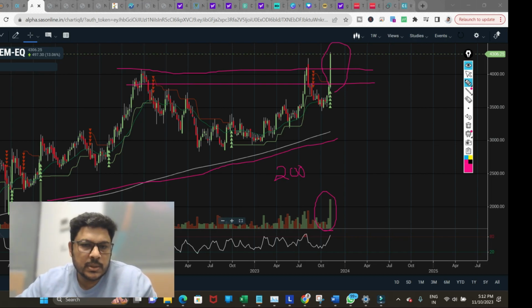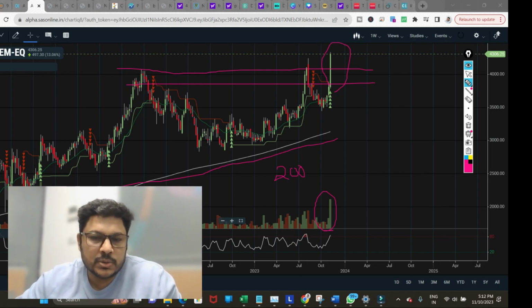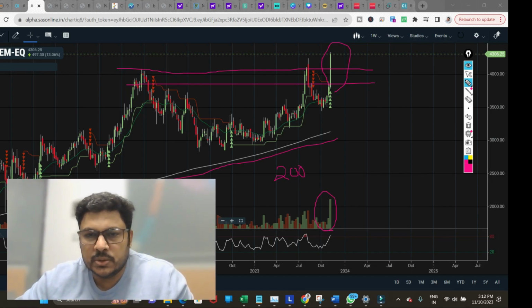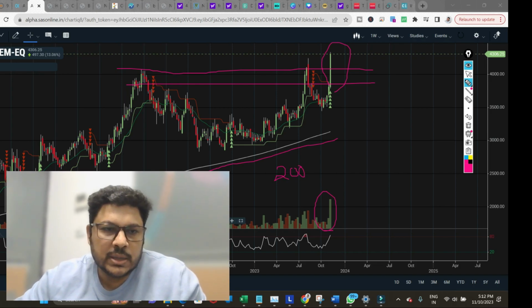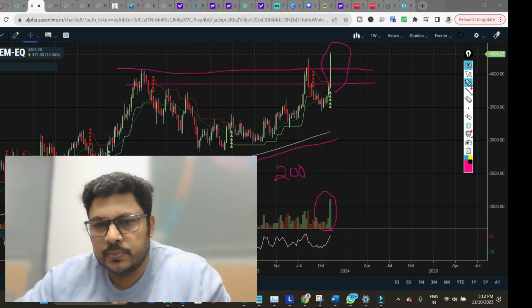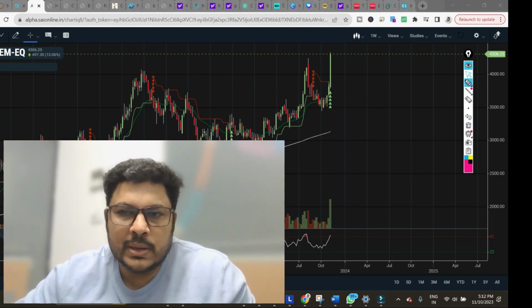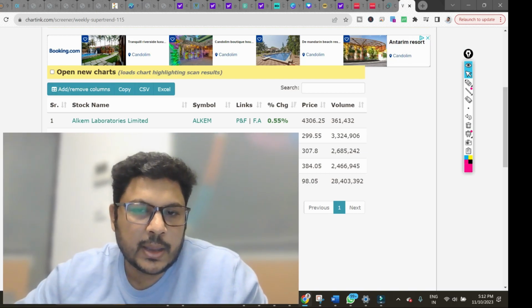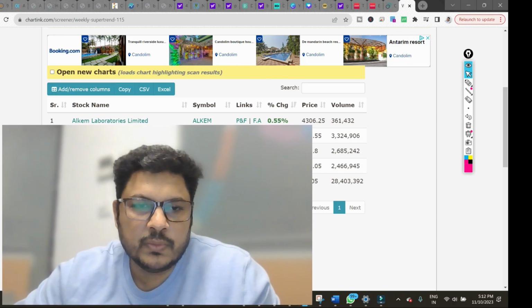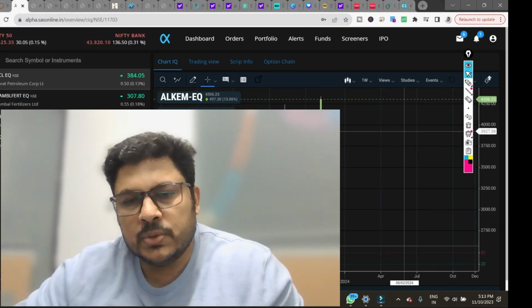Okay, so this is not advice, I'm just trying to tell you a pattern and strategy which you can use. You can use this strategy, and if you want to invest, these are the rules which you need to follow. Okay, so these are the stocks which are appearing in our list, and I will be most preferably going with Alkem Labs. It is a pretty decent stock.